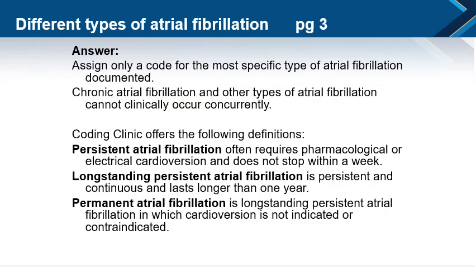Coding Clinic instructs us to only assign a code for the most specific type of atrial fibrillation that is documented. Chronic atrial fibrillation and other types of atrial fibrillation cannot clinically occur concurrently. Coding Clinic offers several definitions of different types of atrial fibrillation. Take a few moments to review the definitions below.